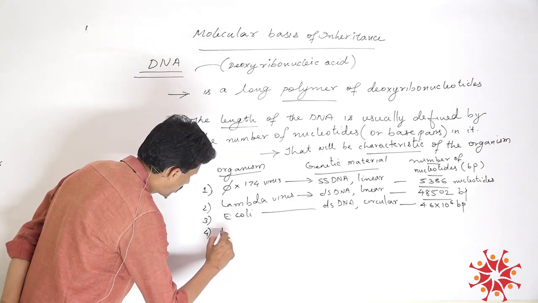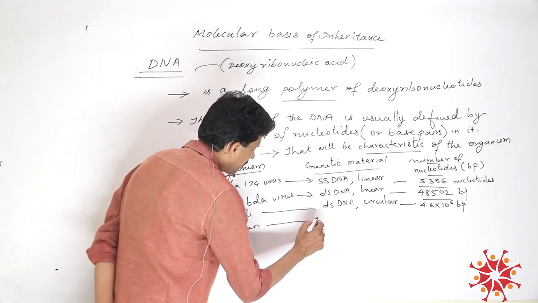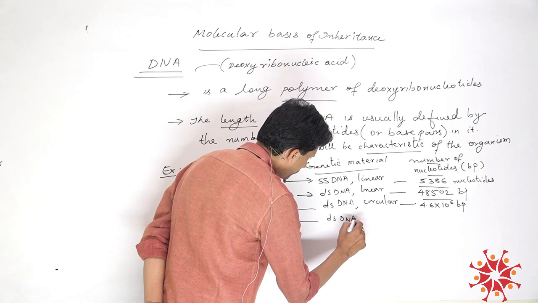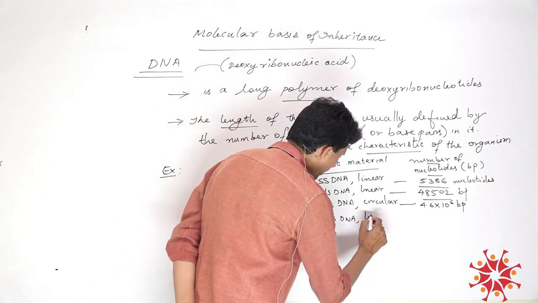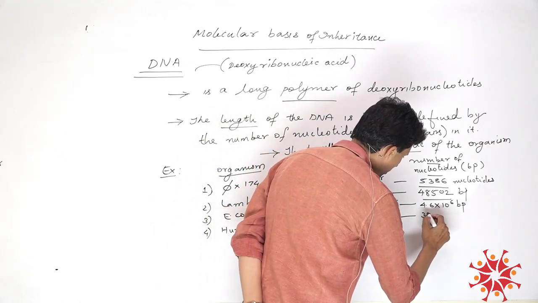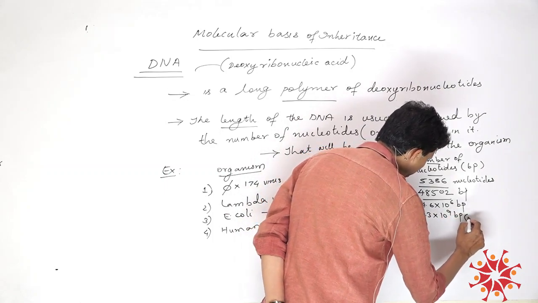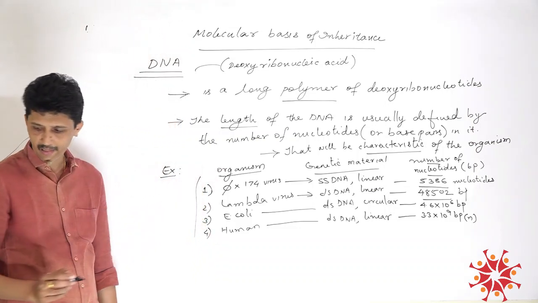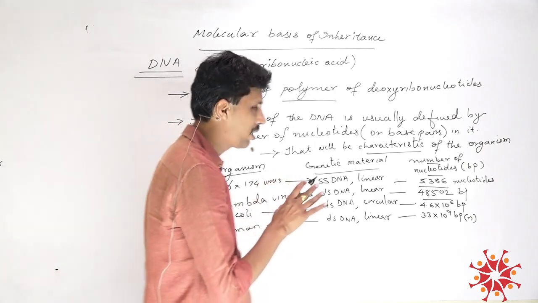And you have humans. Humans have double-stranded DNA, and it is a linear DNA, and 3.2 into 10 to the power of 9 base pairs, it is the haploid content. So these 4 data are actually given in NCERT, so you should remember these 4 only.